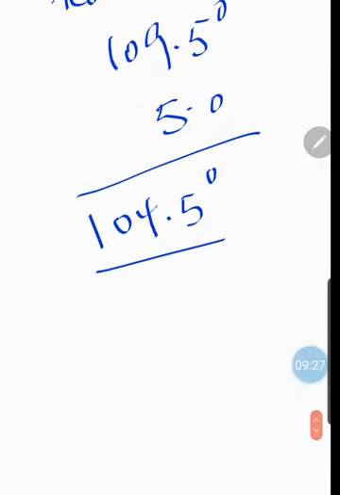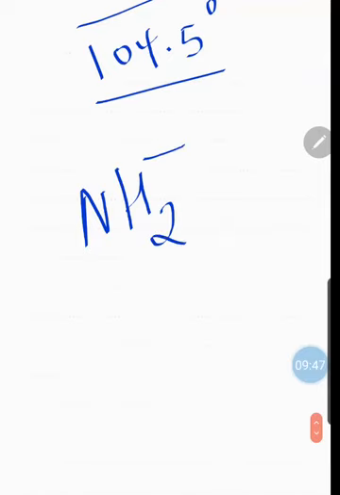Another example. Oh yes, the question will be why. All you need to say is because there are 2 bonding pairs and 2 lone pairs. Lone pairs repel much more than bonding pairs. Bond angle is reduced. Let's look at another example. Let's look at an ion, NH2-. This is an amide ion.